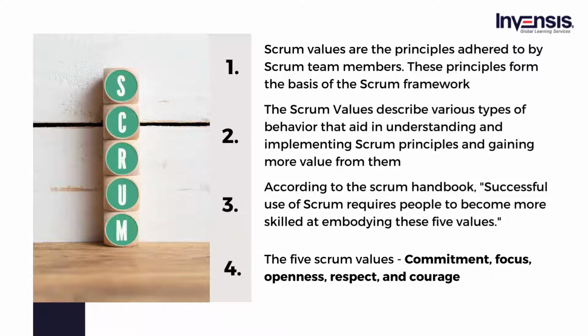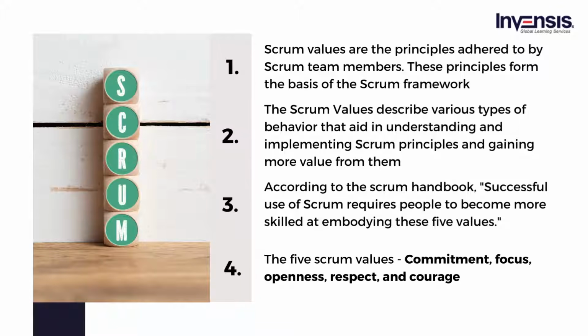According to the Scrum Handbook, successful use of Scrum requires people to become more skilled at embodying these 5 values. To guarantee that projects reach their greatest potential, each team member must commit to upholding the Scrum Team Charter's values. The Scrum Values are the standards that should be upheld by the whole team while working in the company. The Scrum team makes independent choices and determines its own objectives. For the team as a whole to make choices and reach a resolution, Scrum Values are crucial. Individuals must share these core ideals in order to engage productively.